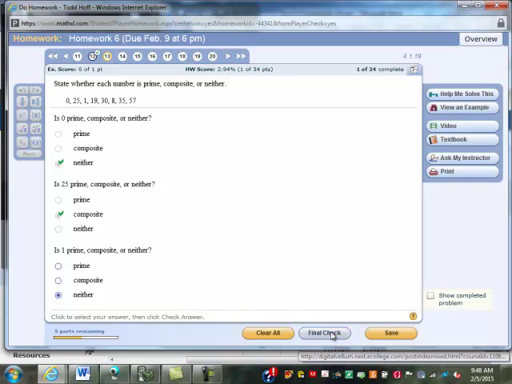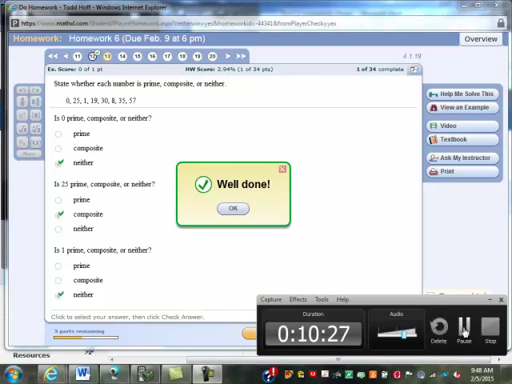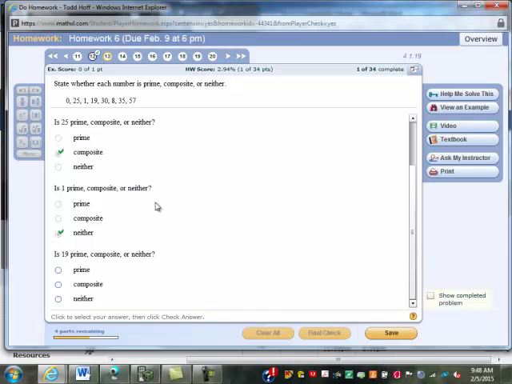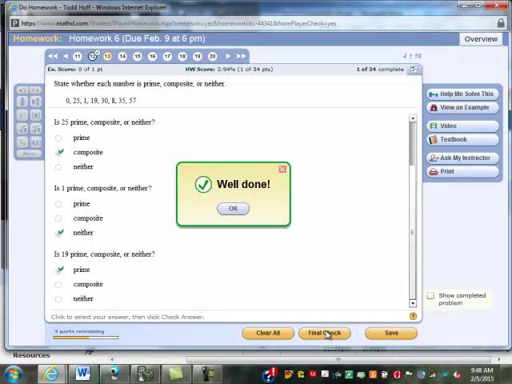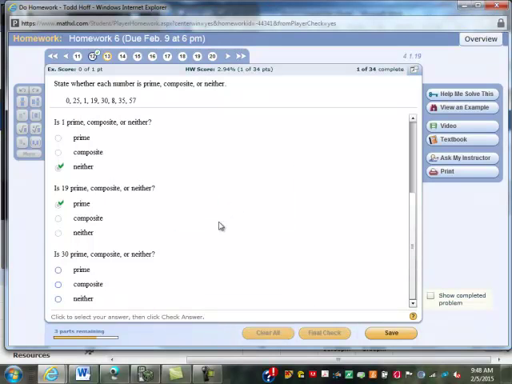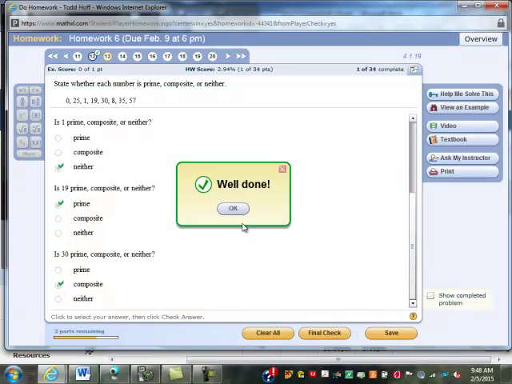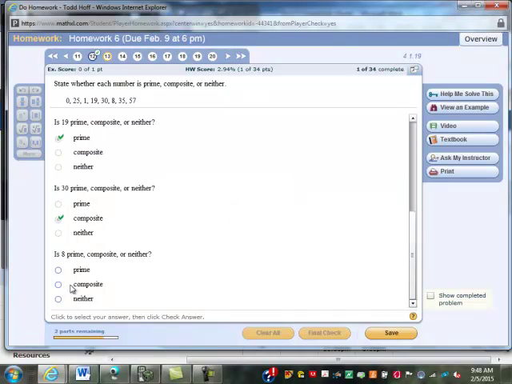19 is prime. There's nothing that divides into 19 other than 1 and itself. 30. Composite. 8. 35. And 57.